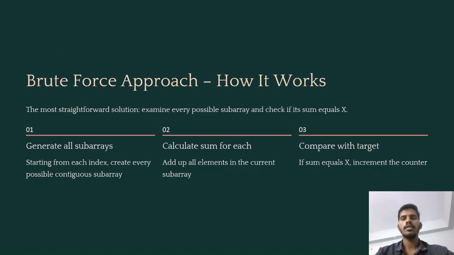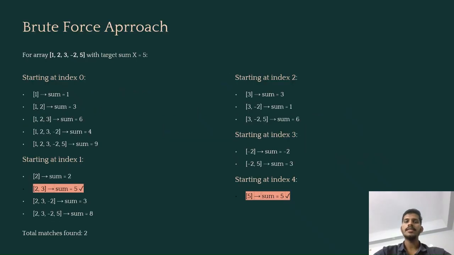The first approach that comes to our mind is the brute force approach. First we'll generate all the subarrays, then calculate the sum for each subarray and compare it with the target. If it equals the target, we'll increment the counter. So let's see this approach logically. Let's take an example and see this approach logically.